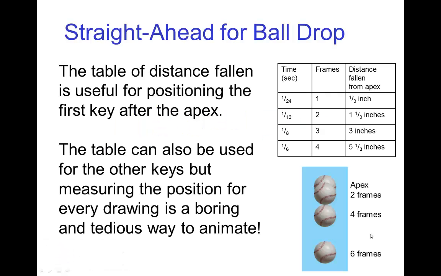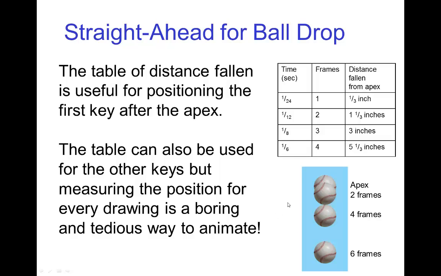The odd rule. Now, we've seen that using a table of how far objects fall after a few frames, we could do straight ahead animation of a ball drop. We have the apex, and then if our next key is 2 frames later, we know that that's a little more than an inch of a distance fallen, so we would have that. And then we could continue calculating these distances to see how far the object would be 4 frames later or 6 frames later and measure those out.